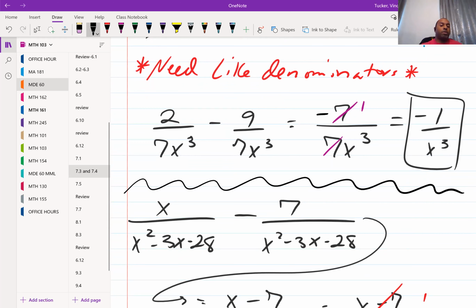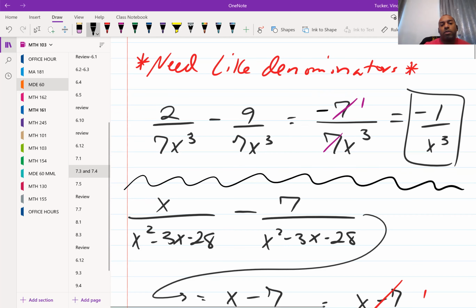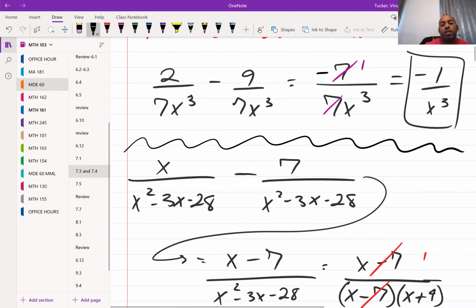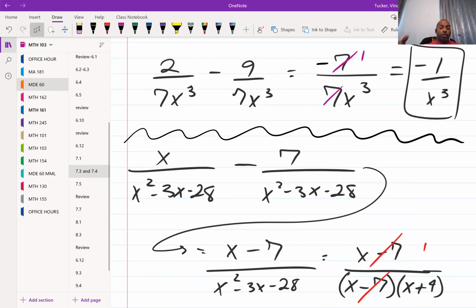All right, so the next one: x over x squared minus 3x minus 28, minus 7 over x squared minus 3x minus 28. We have common denominators of x squared minus 3x minus 28, so just subtract your numerators. There's nothing you can do with those numerators other than make them one whole numerator. x minus 7 are not like terms, so in the numerator, all you have is x minus 7.